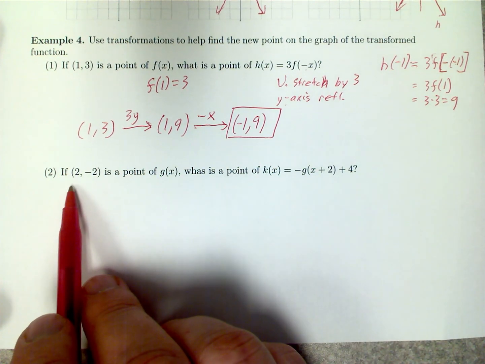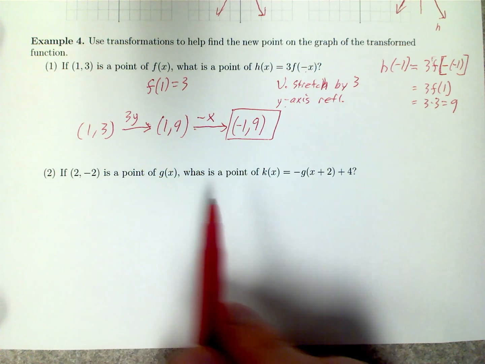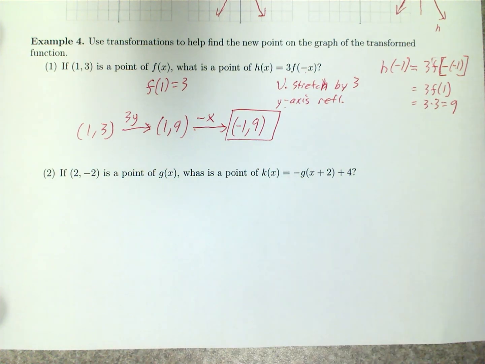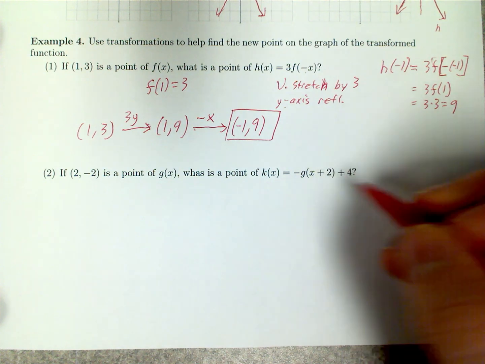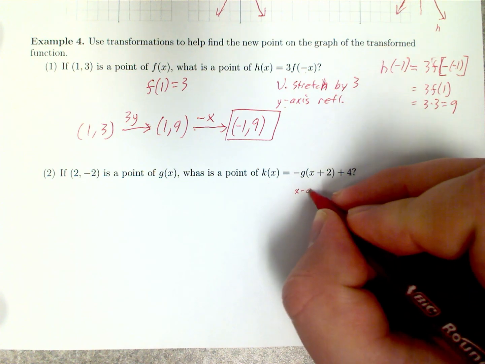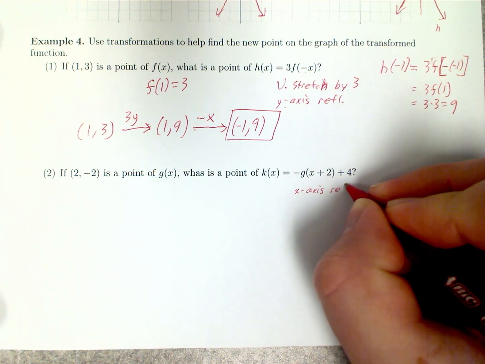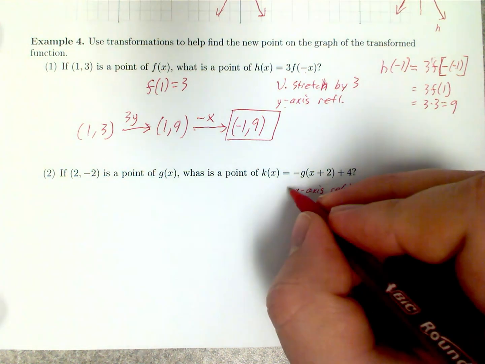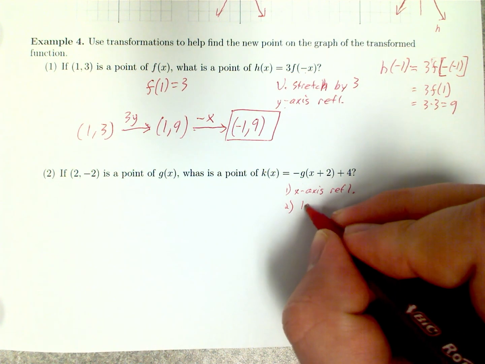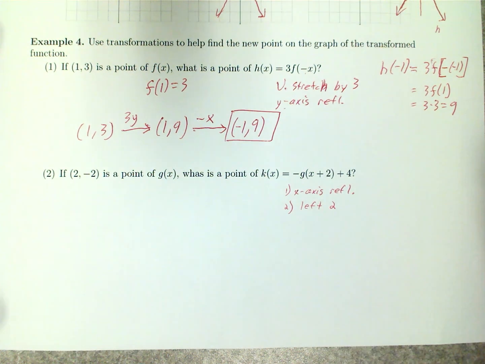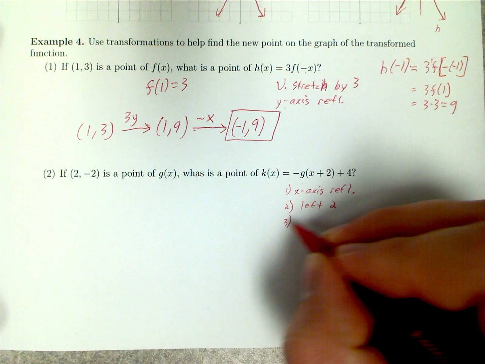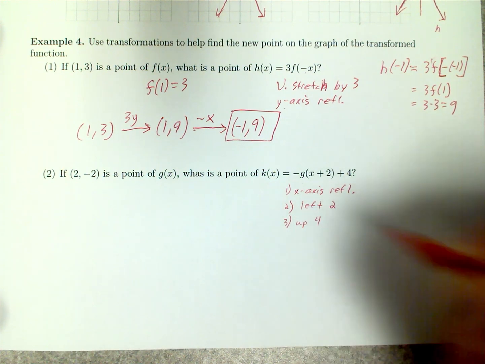So let's do the same thing again. 2, negative 2 is a point of g of x. And then if we have transformations to get a new function, what would we have? Well, what are the transformations? We have a negative on the outside, so it's an x-axis reflection. And so it affects verticality. We also have the plus 2 on the inside, so it goes left 2. And then we have plus 4 on the outside, so that's up 4.